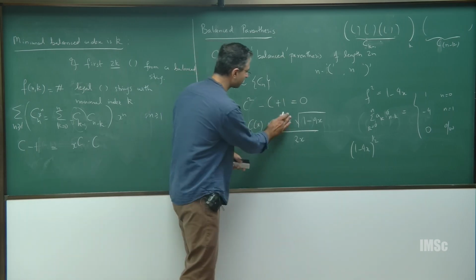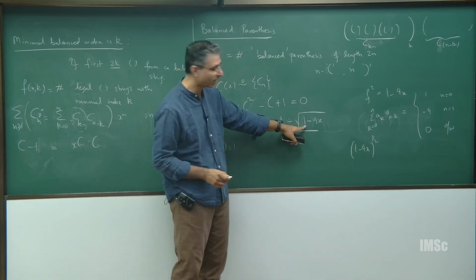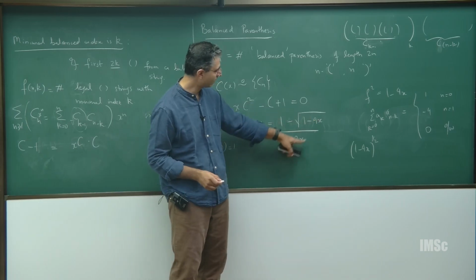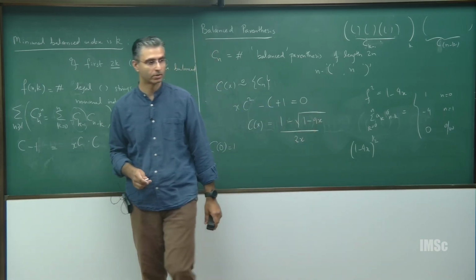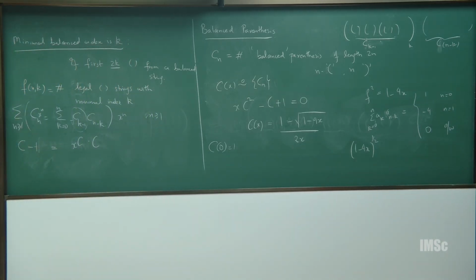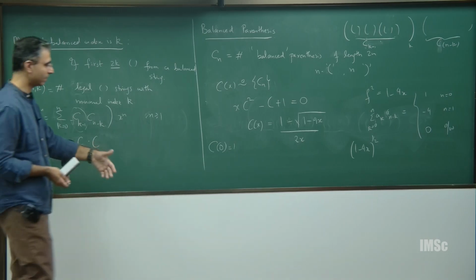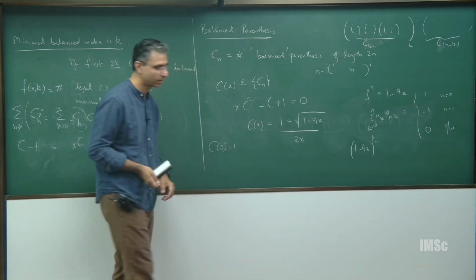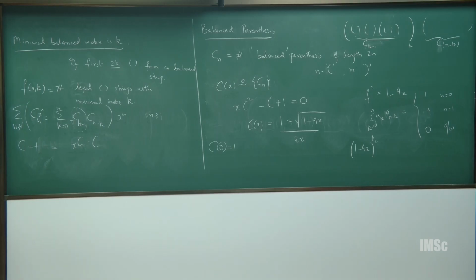But if you choose minus here, then the 1 and 1 cancel off, you will get a power of x outside, and that x will cancel off. Or take the limit as x tends to 0 and figure out what C of 0 is. It's infinite in one case, and 1 in the other case. So the other case applies, minus here. So this is the generating function for the Catalan sequence.